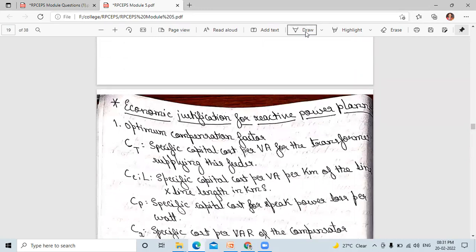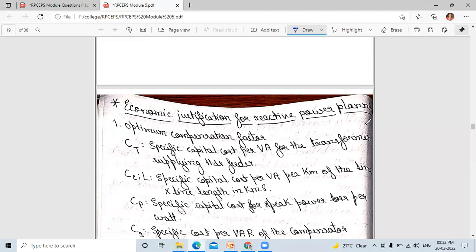So you can observe in economic justification for reactive power planning, there were so many points, and each point is like 10 marks. So if they ask for economic justification of reactive power planning, you mention the points and go on explaining at least 3 points. That's enough.